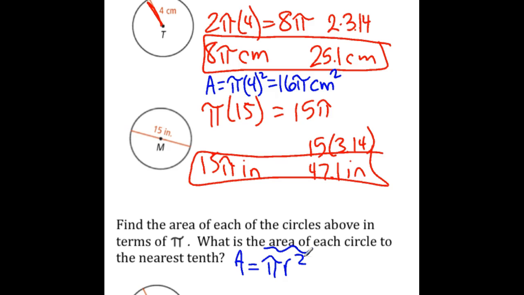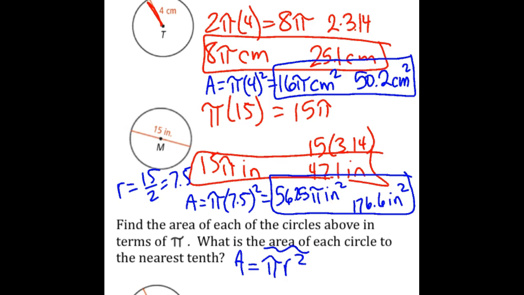Now we also want an approximate, so we're going to go 16 times 3.14, and our approximation for the area then is about 50.24. They ask for it to the nearest tenth, so we're going to round that to 50.2 centimeters squared. I want you to find the area for the next circle as well. The key on this one is make sure you find the radius first before you find the area.